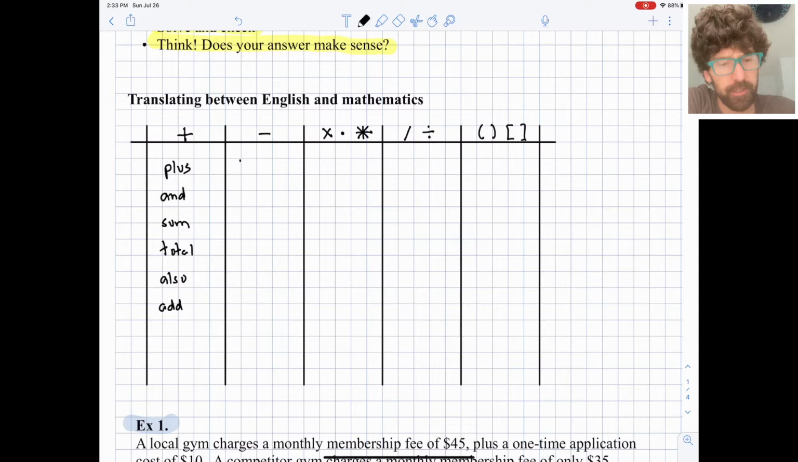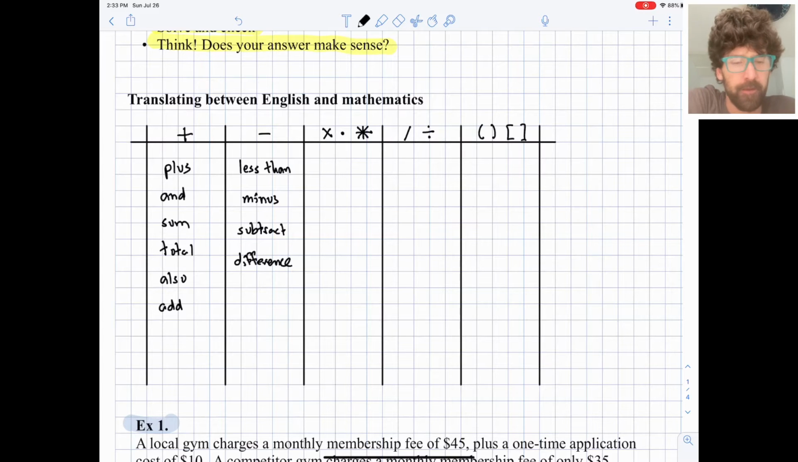For subtraction, you might see some words like less than, obviously minus or subtract. You might see the word difference. That's all I can think of right now. During the course of this video, we might brainstorm some more and come back.